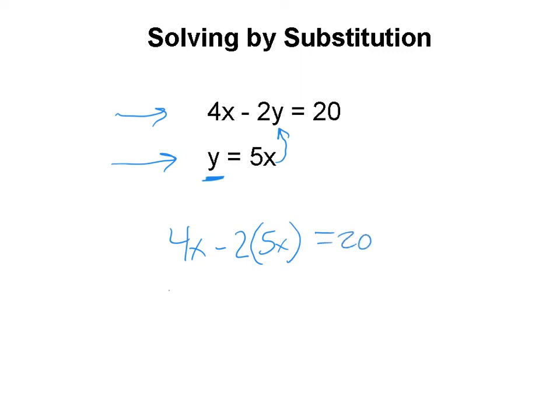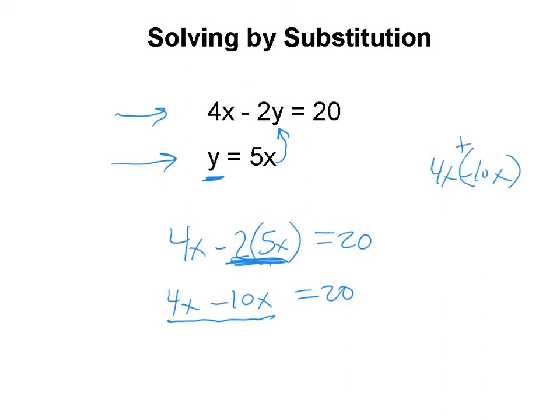Okay, so I get 4x. Now I got to do a little math here. Negative 2 times 5x gives us negative 10x equals 20. Okay. Now notice I can still combine these two x's. 4x take away 10x. So notice I have a smaller one minus a bigger one. So I'm going to think of it like this, which means I really should subtract and use the sign of the bigger number, right? So negative 6x. So I get negative 6x equals 20.